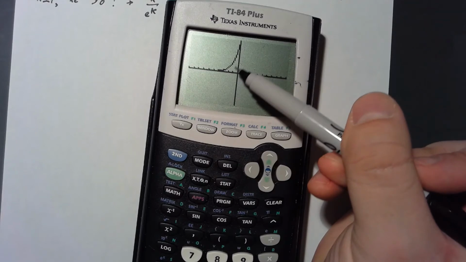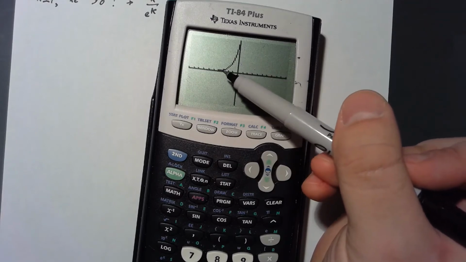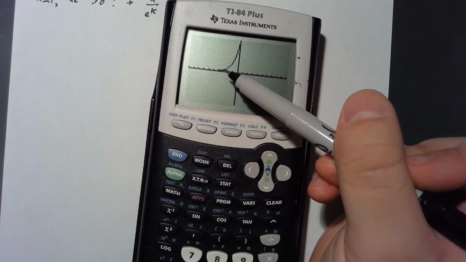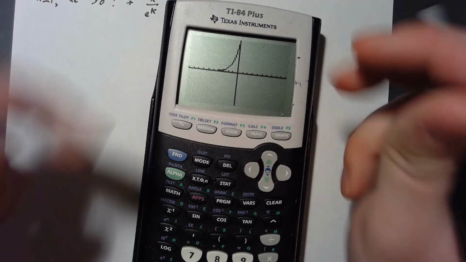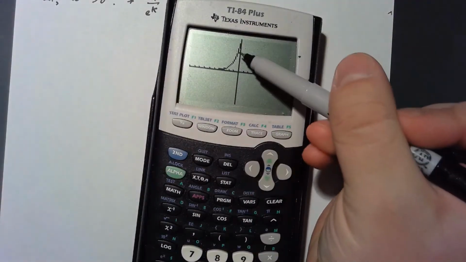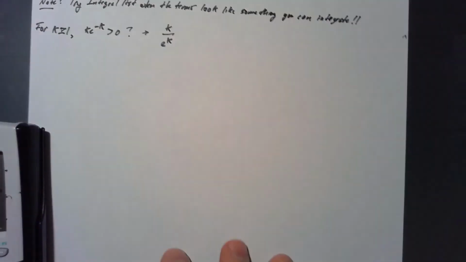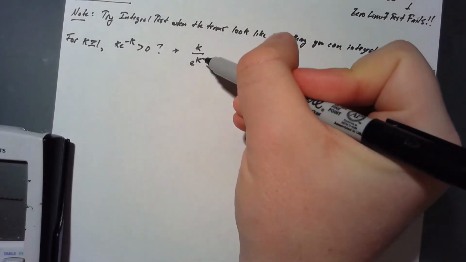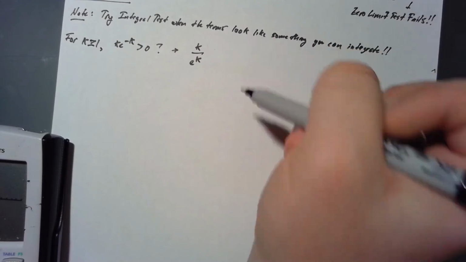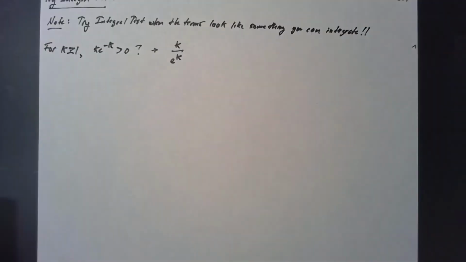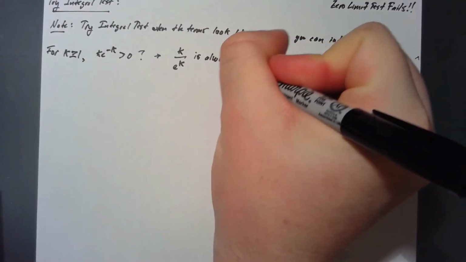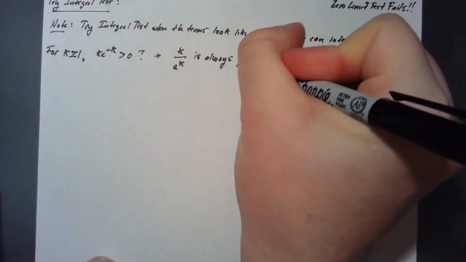So k could be anything, k could be negative or positive, but e to the k is always going to be positive because it's above the x-axis. So e to the k is always positive as well. Because k is always positive and e to the k is always positive, two positive numbers divided by each other is still positive. So that ratio is always positive.